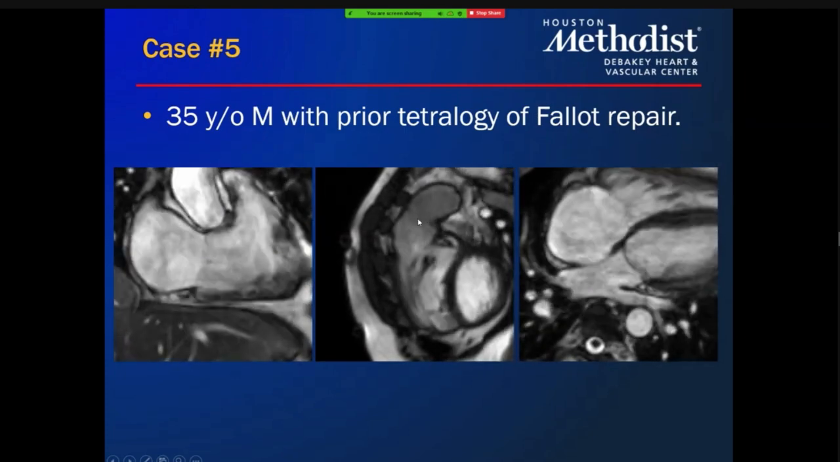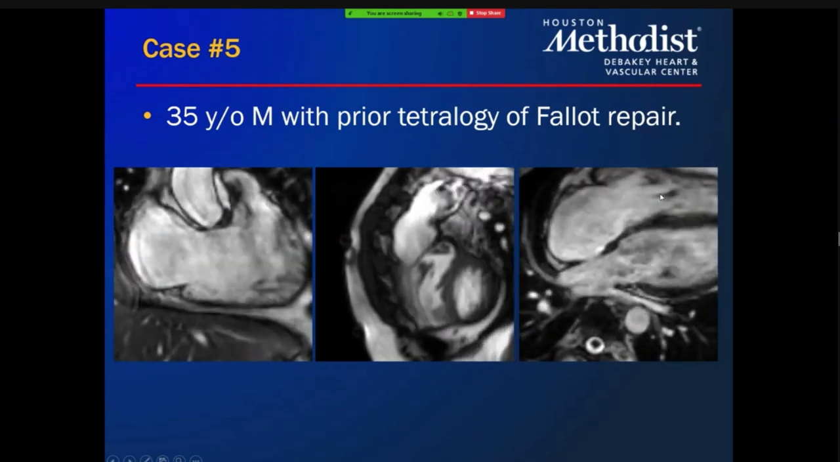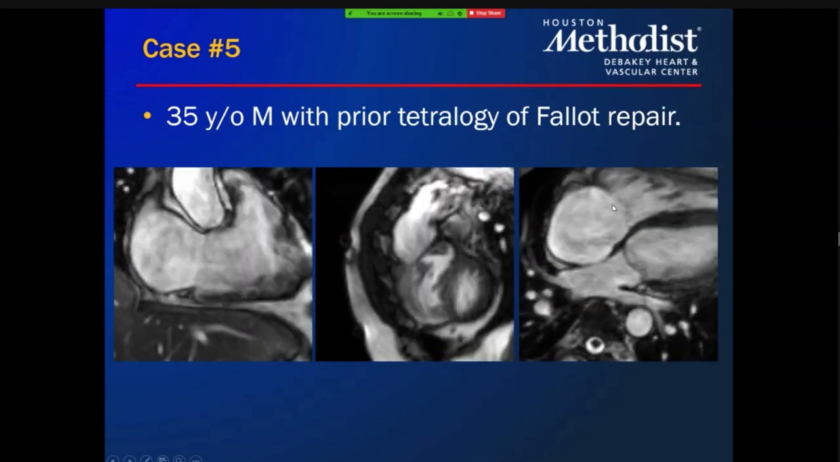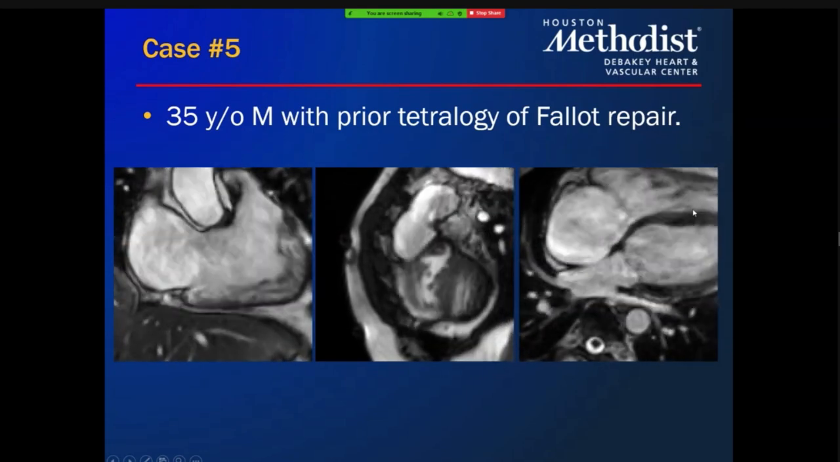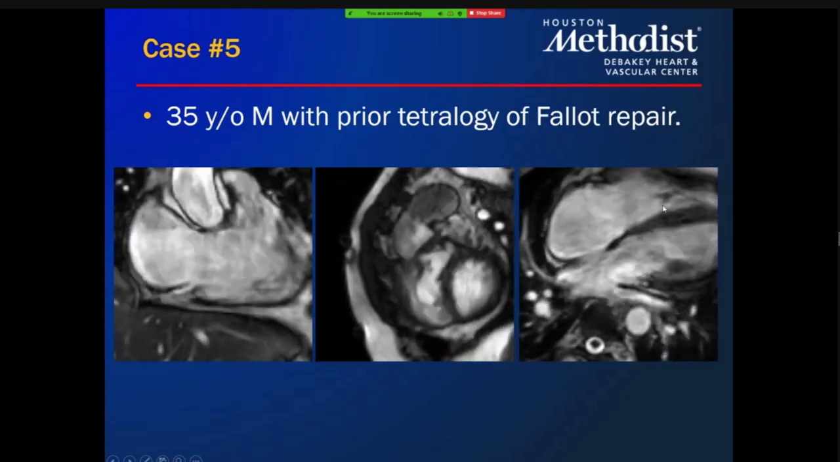And the RVOT view demonstrates the same, that there's a lot of backflow as well. And then shown here is not so clear cut a cut of the RV, but you can see everything looks a little bit more generous. And please believe me when I say there's RV apical dominance, the RV is enlarged.